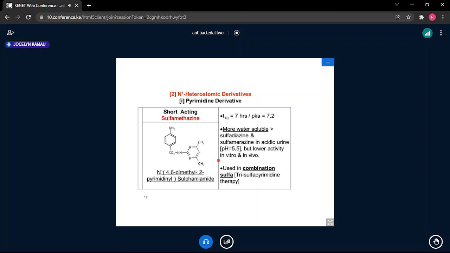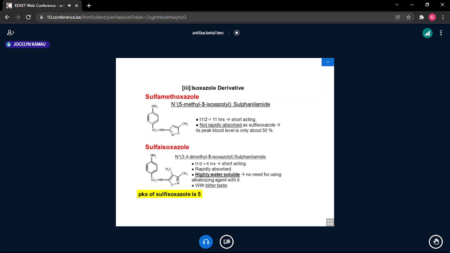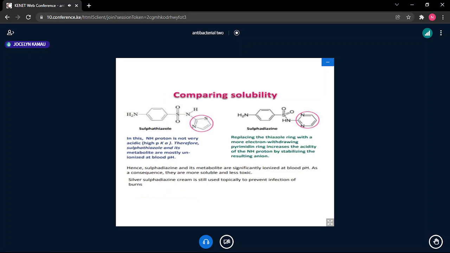So this is what we were saying. So you can see that this is a pyrimidine derivative. If you look at this drug, this is a drug we call sulfamethazine. We're going to look at them and we'll be able to see the difference between one and the other. So let's look at the various compounds.